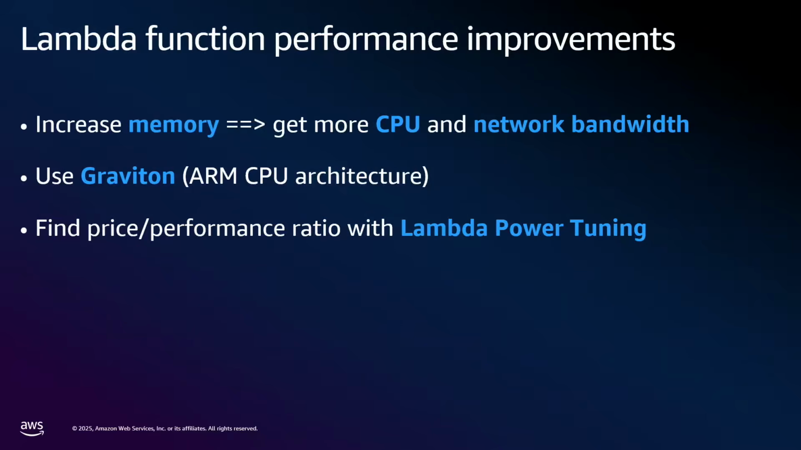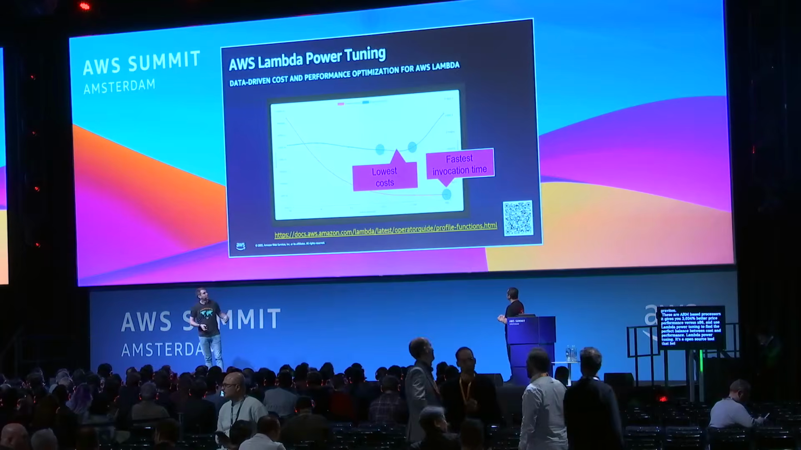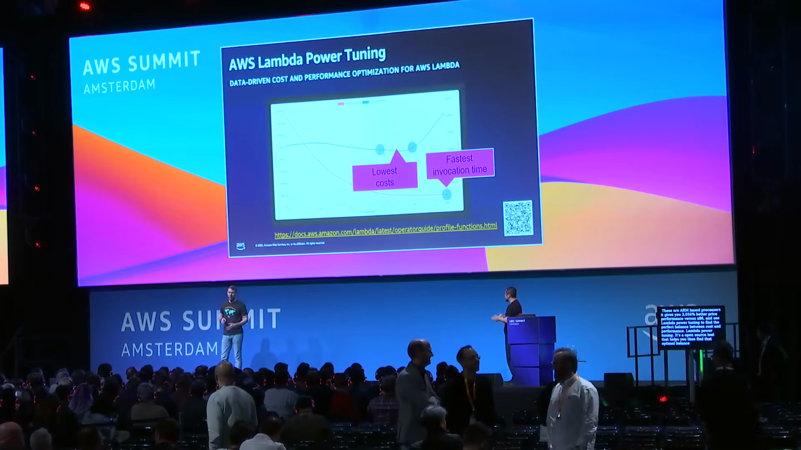And three key ways to improve Lambda performance: increase memory, which gives you more CPU, like we talked about before, but also network bandwidth. Consider switching to Graviton. These are ARM-based processors, which give you 34% better price performance versus x86. And use Lambda Power Tuning to find the perfect balance between cost and performance. Lambda Power Tuning is an open source tool that helps you find that optimal balance between memory and cost performance. It will test your Lambda functions using Step Functions and then give you results based on that.